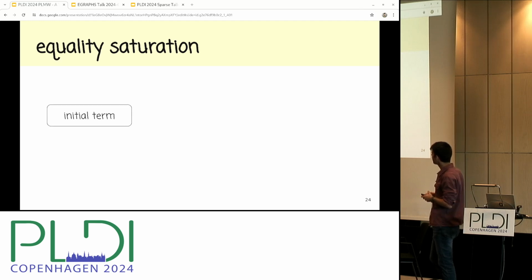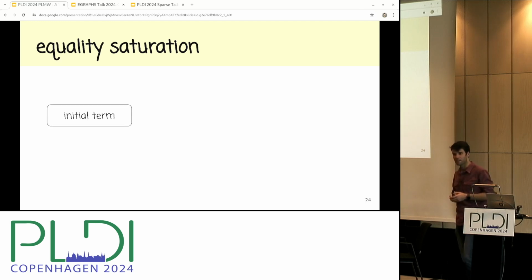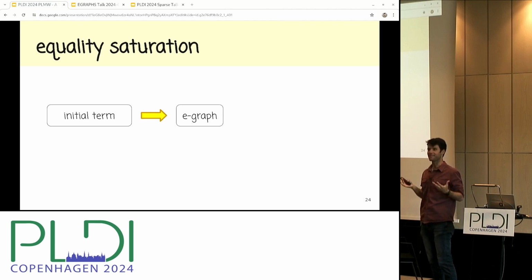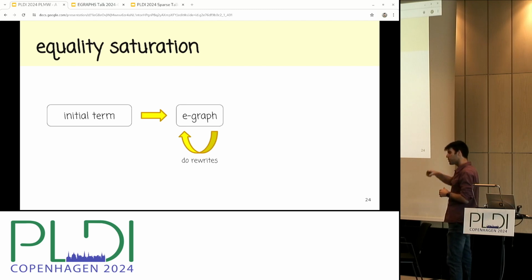OK, and so that's the equality saturation workflow. To put it all on one slide, you take your initial term and you chunk it into an E-graph. It looks like that AST-like E-graph that we saw on the first slide. And then we start turning that crank, okay?